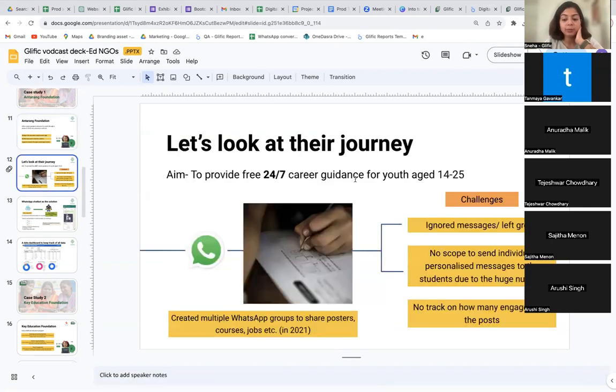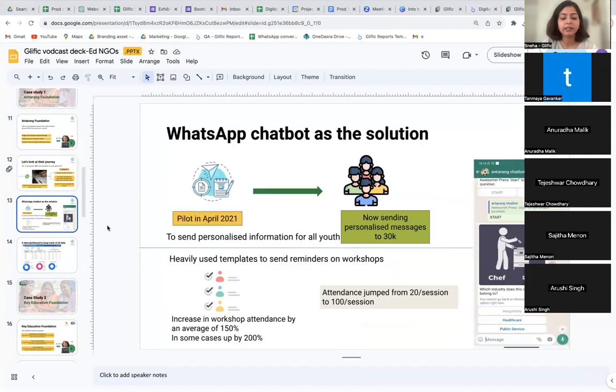And now through the bot, exactly like what you've mentioned, Tejeshwar, through these WhatsApp groups they felt the person was not able to handle the information. There was no scope to send personalized information on WhatsApp. They were also not able to track how many had engaged with the content they shared on the group. So they wanted to explore this and also share relevant pieces of information. So that's what they did.